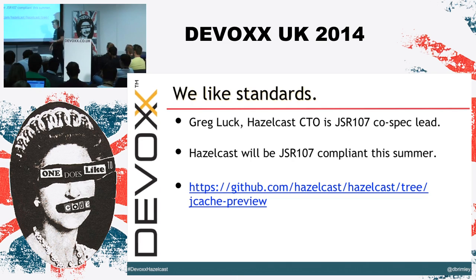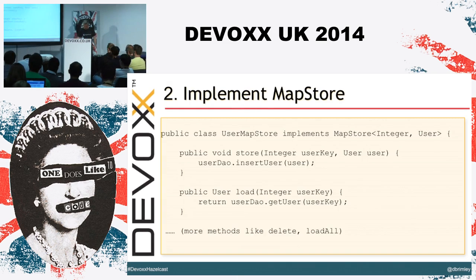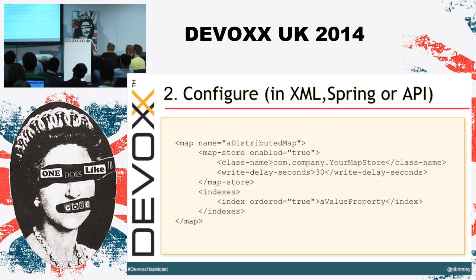Actually, let me just rewind. One thing I didn't talk to you about was this thing here, write delay seconds. Now, what you can do with the map store is you can have this being called synchronously or asynchronously. So when I do my map put, if I have it synchronously, the map put won't return to the user until we've gone all the way through the stack, we've put the record in the map, we've called our store method, and you've saved it to a database maybe, and then you call back up the stack.